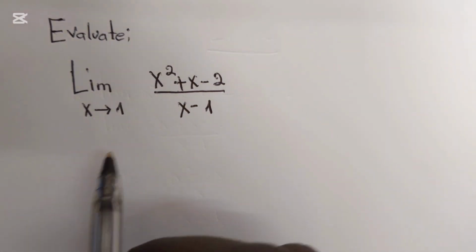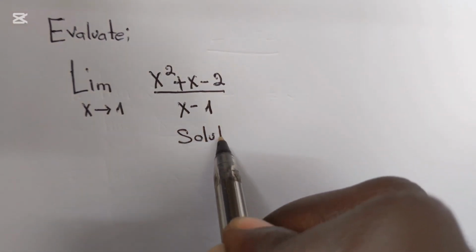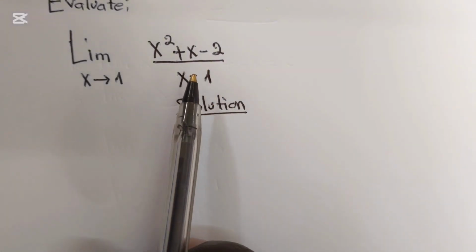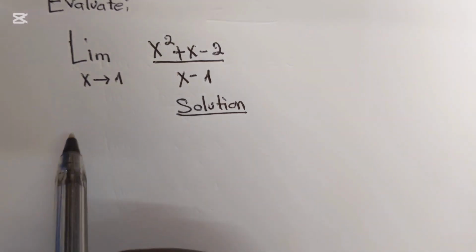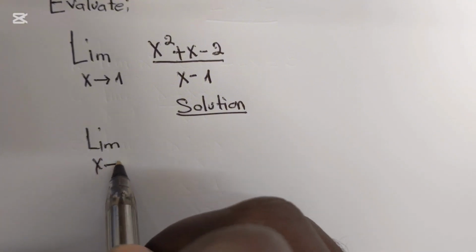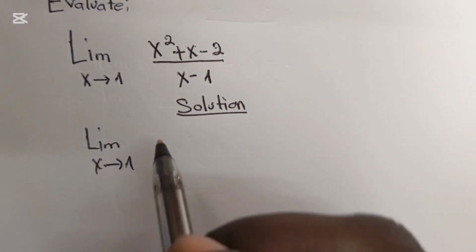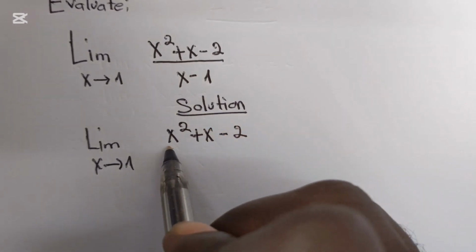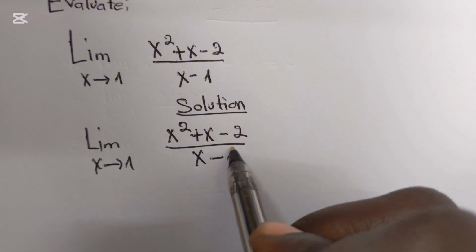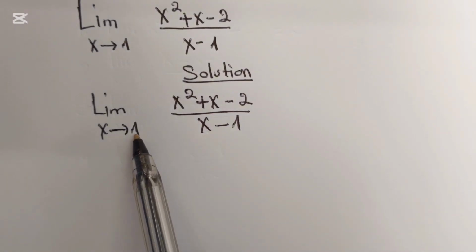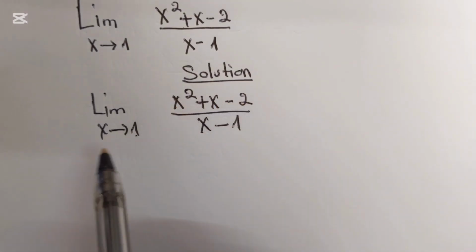The first thing that we're going to do here is to copy the function we have been given. Limit as x approaches 1 of x squared plus x minus 2 over x minus 1. After copying, the first thing that we are going to do is to replace the value of x we have.